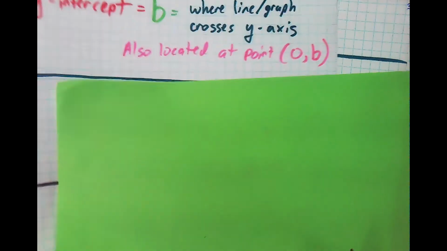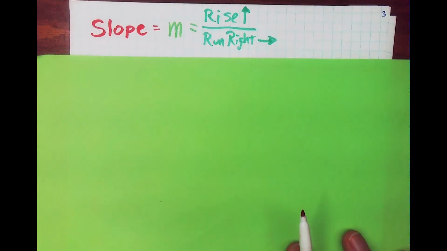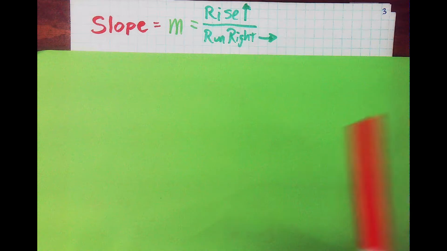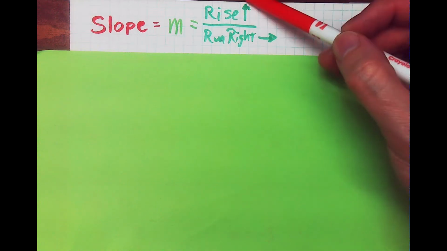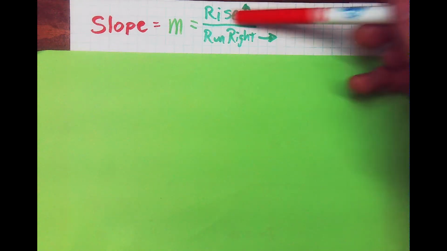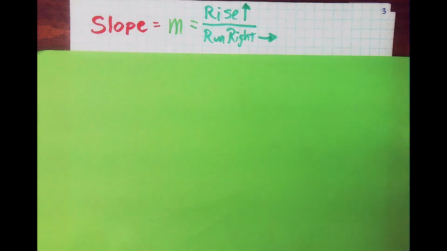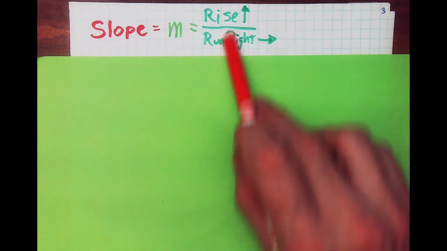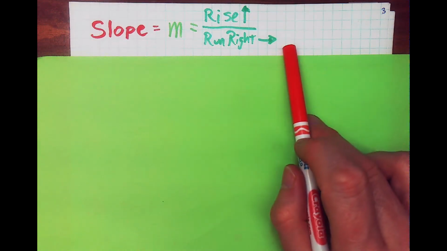So now we'll talk about the slope. Again, the concept that we're talking about is the slope-intercept form. So we just talked about the y-intercept. Now the slope, we use the letter m, and it basically means rise over run. Now I write run right just to make sure that people don't think, oh, I can go left or right. No, it's run to the right. In the Western world, we read left to right. So it's rise over run, or run to the right.